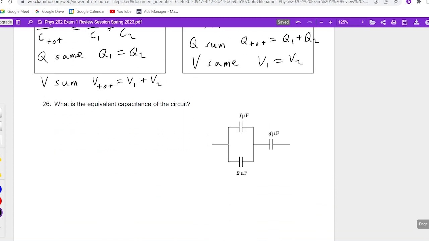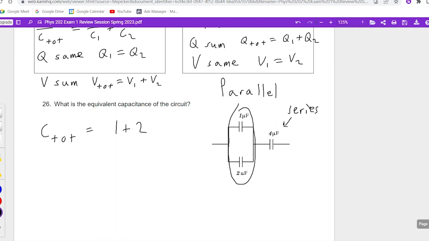Number 26, we want to find the equivalent capacitance of the circuit. The trick to combining capacitors is a lot of times they're in a combination of series and parallel. These capacitors are in both parallel and series. Specifically, these two are in parallel and the other one is in series. And because of that, you can't add them all up at the same time. You have to add two of them first. In this case, we're going to add the parallel first. You have to. They're connected in parallel before they're connected in series. And since they're connected in parallel, we love it because C total is just 1 plus 2. You just add them together.